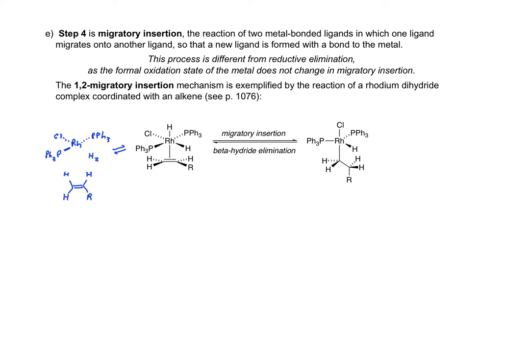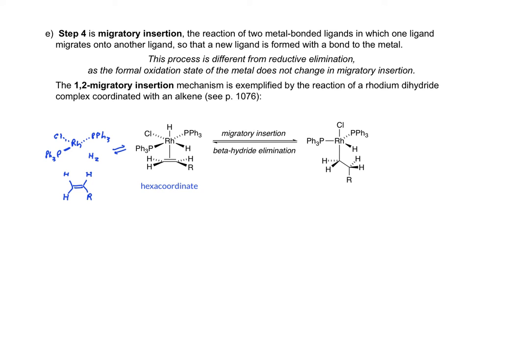This complex has 6 ligands attached to rhodium. It is hexacoordinate. The chloride and 2 triphenylphosphines come from earlier in the catalytic cycle. The 2 hydrogens come from oxidative addition of hydrogen gas. And then the alkene is coordinated to rhodium.